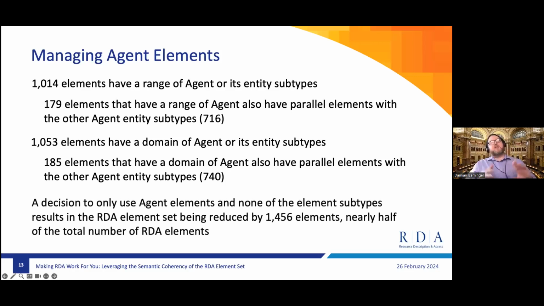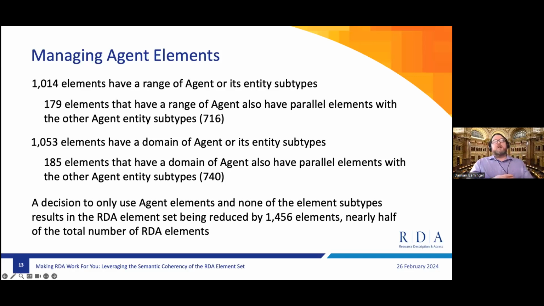So, and this is a hypothetical here. This is not something I'm recommending or condoning. It's just that if you wanted to approach things this way, you can. So you could make a decision to only use agent elements. That means that for any agent you're describing, you're just going to use the stuff that is at the agent level.